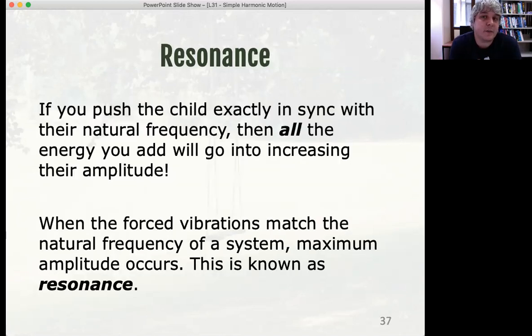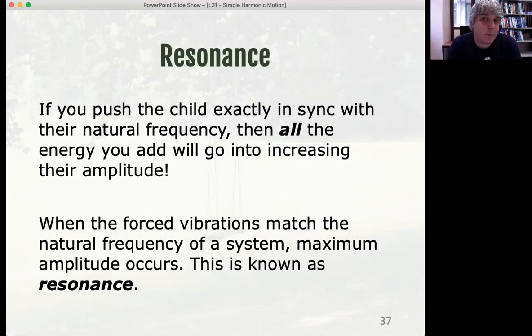If instead you manage to push that child exactly in sync with their natural frequency, so you give them an exact push at the exact right time, every oscillation, exactly when they get to their maximum position, you give them an extra push just to give them an extra bit of force, extra bit of acceleration as they start traveling back that way, then all of your energy is going into increasing their amplitude, increasing their total energy.